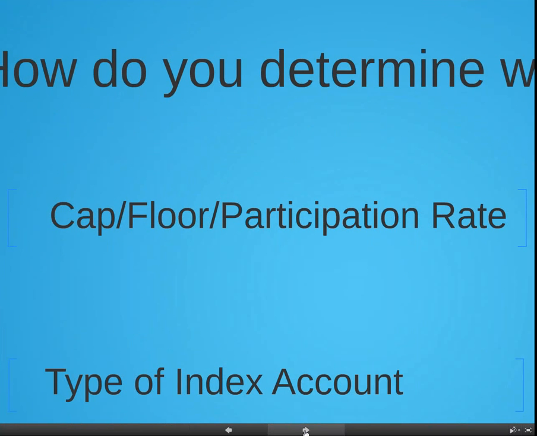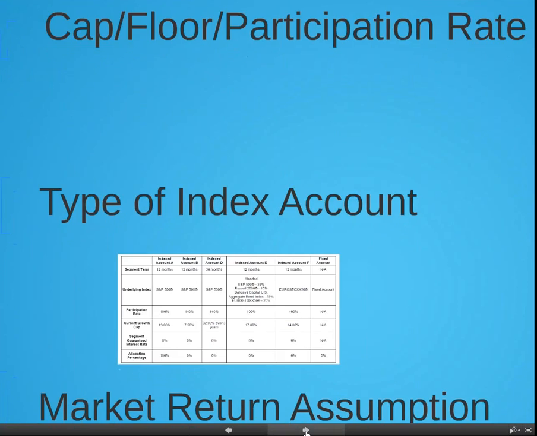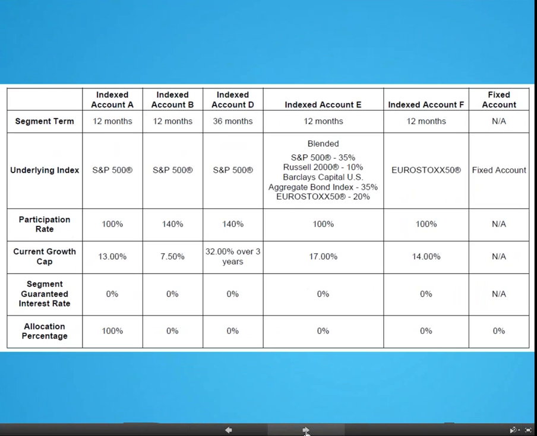The cap, the floor, the participation rate. This is a big feature, probably the biggest one for determining what illustrated rate you're going to show. Now, we're all familiar with that, so I'm not going to go into it. The type of indexed account, you may not have thought of this, but the type of indexed account you're in makes a difference, probably, what illustrated rate you should show. Most of the time, the most popular far and away is the S&P 500 point-to-point.